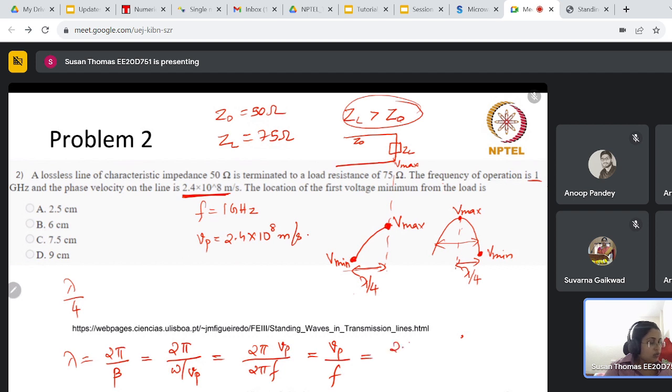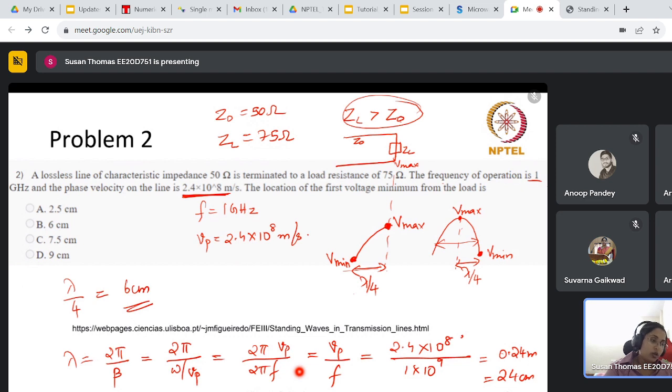So Vp is 2.4 into 10 power 8 by f, which is 1 giga, 10 power 9. So you get the answer 0.24 meter. So this is the wavelength. The wavelength is basically 24 centimeter. So our answer is lambda by 4, so 24 by 4, 6 centimeter. So that is the location of the first voltage minimum from the load.